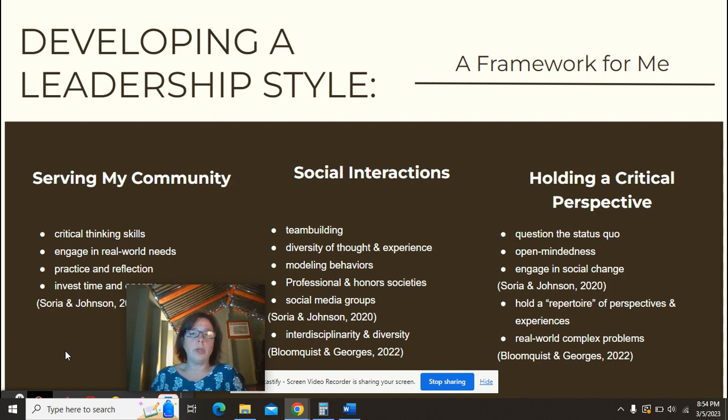And then finally, holding a critical perspective is another strategy that I believe is going to help me to develop my leadership style, to always question the status quo. I see myself as an instructional coach, as an educator, as an agent of change. And I see myself as being very open minded to the possibilities that maybe we should be doing it a different way, or maybe we could be doing it a better way.